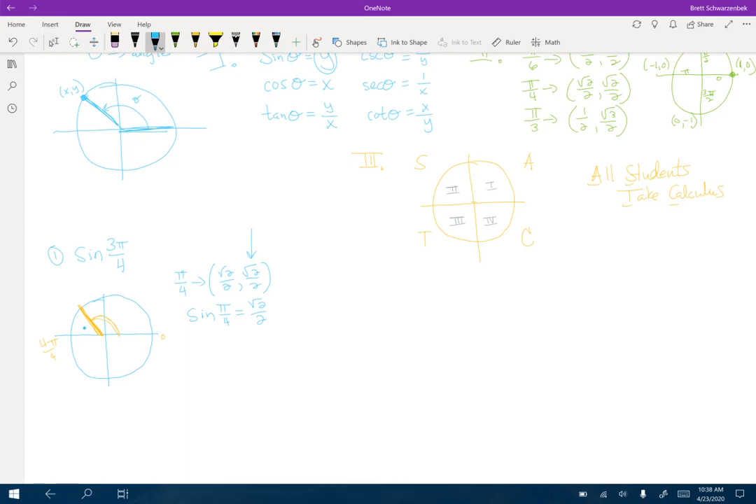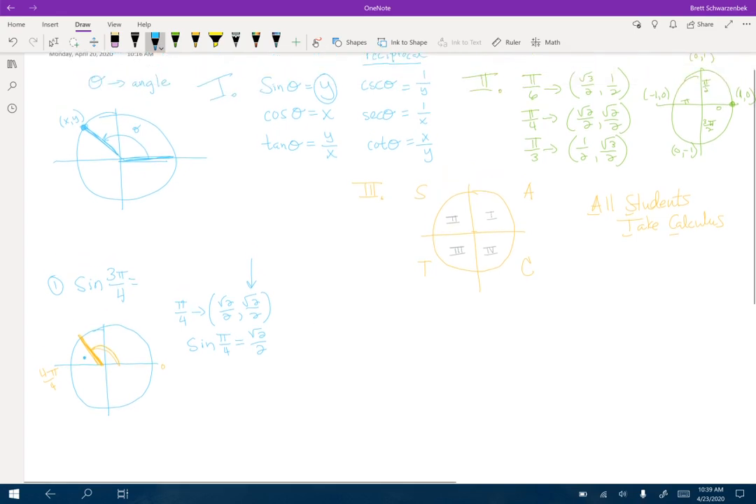Now we have to figure out what the sine of 3 pi over 4 is. How do we do that? Well, the answer is either going to be positive root 2 over 2 or negative root 2 over 2. How do we determine which one it is? We simply use All Students Take Calculus. So we go over here, and this is the important quadrant. According to this, we are in quadrant 2 where sine is always positive, which means the sine of 3 pi over 4 is root 2 over 2.